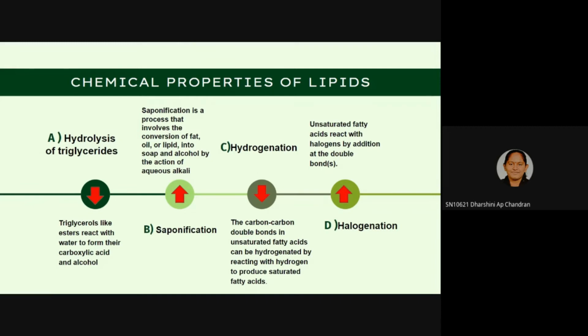Third is the hydrogenation process. In this reaction, carbon-carbon double bonds in unsaturated fatty acids can be hydrogenated by reacting with hydrogen to produce saturated fatty acid. Lastly, halogenation process. In this reaction, unsaturated fatty acids can react with halogens by the addition across double bonds.